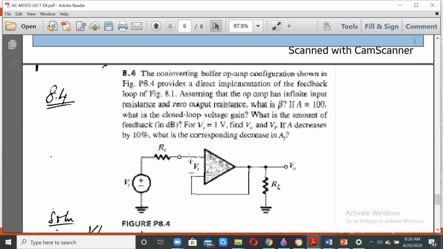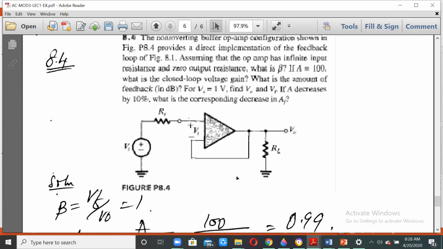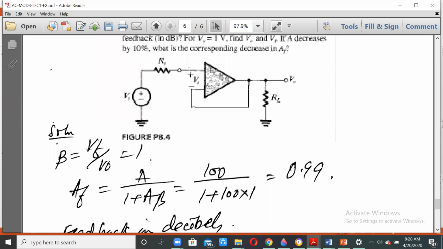So this problem is almost the same as the earlier problem, except that in place of the non-inverting amplifier, we are having a buffer. So now beta is equal to Vf by V0. This is V0 and this point is Vf. Both are connected together. Beta is equal to Vf by V0 equal to 1. So AF is equal to A by 1 plus A beta, 100 by 1 plus 100 into 1. That will give AF equal to 0.99.